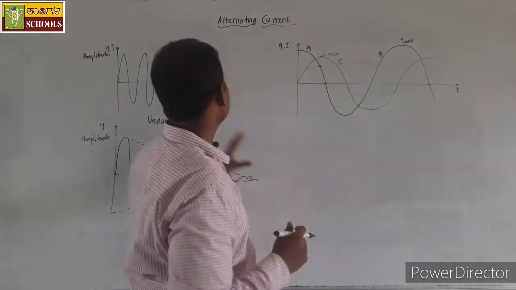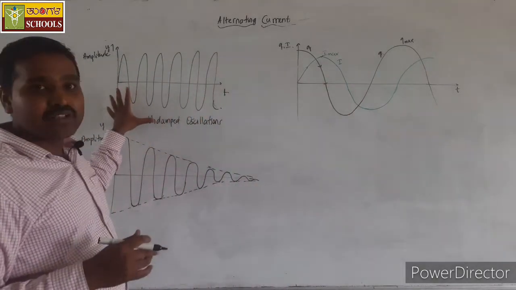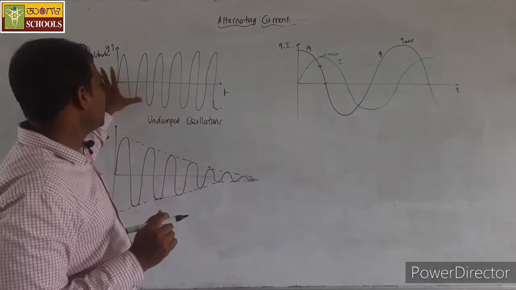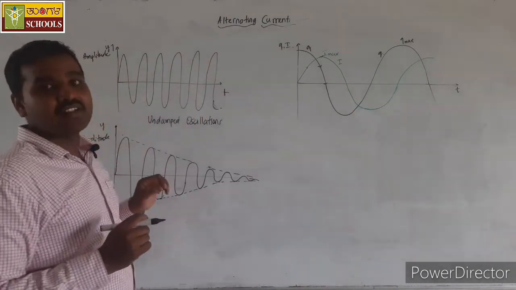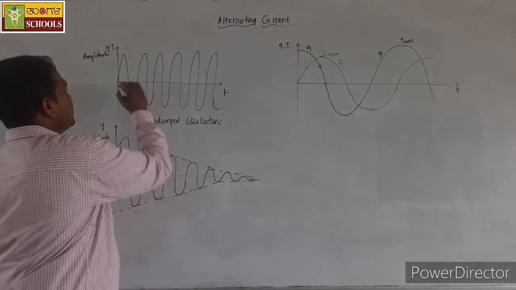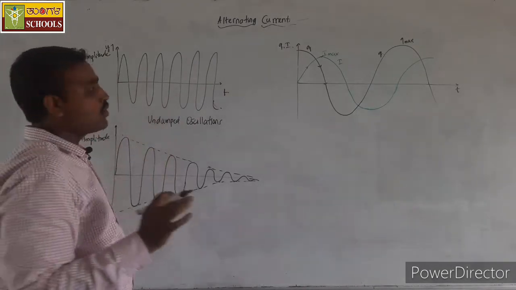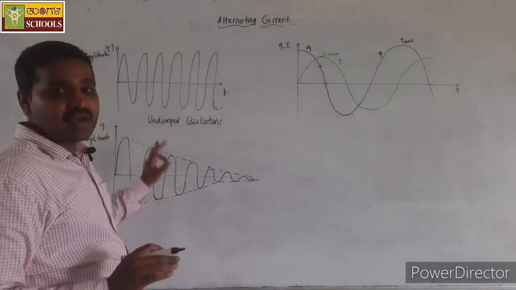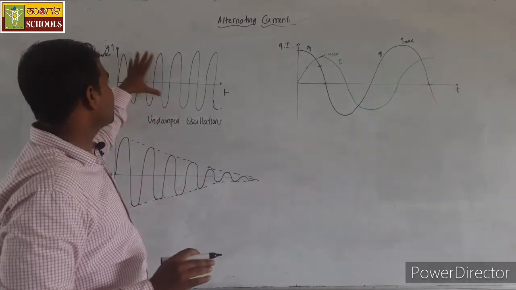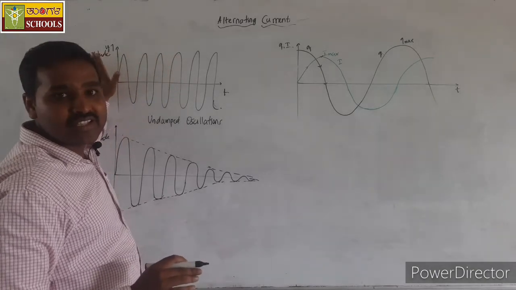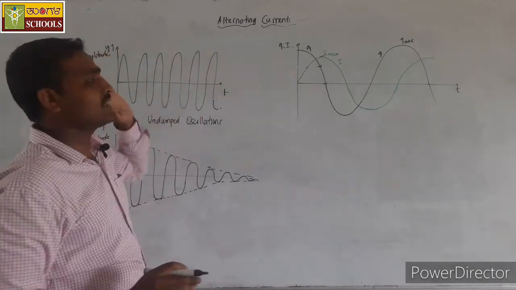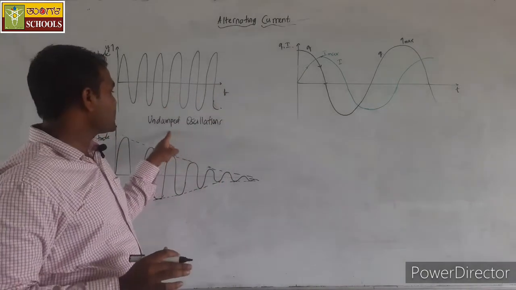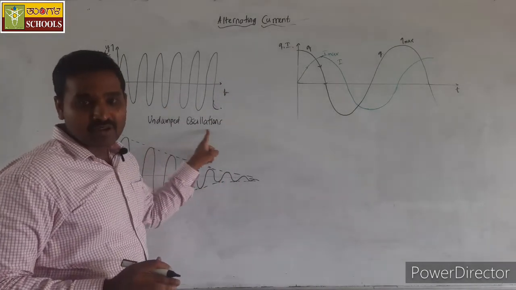Here we can see the amplitude of the oscillations created in the LC circuit. If we assume the resistance is 0, that is, the losses are assumed to be 0, we will have undamped oscillations. Undamped oscillations are the oscillations whose amplitude is constant over time. The amplitude does not change with time. Such oscillations we call undamped oscillations.